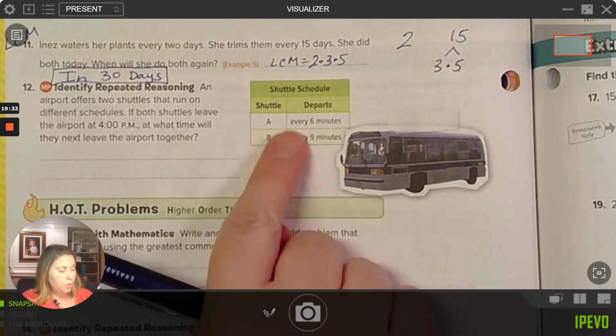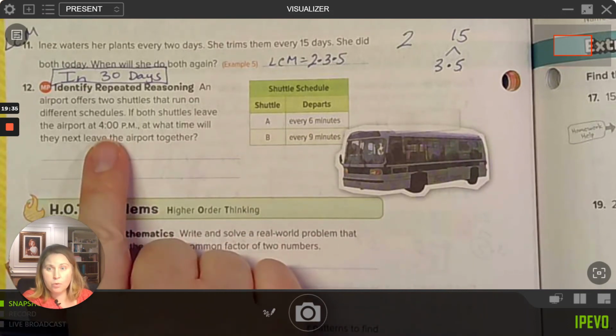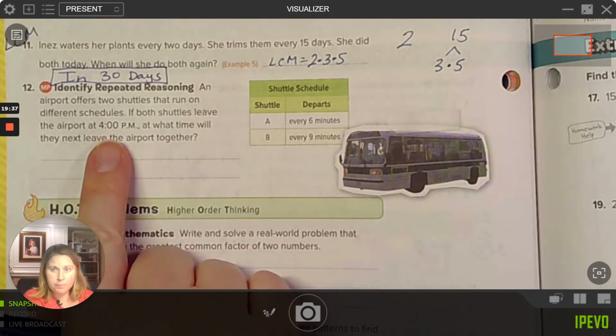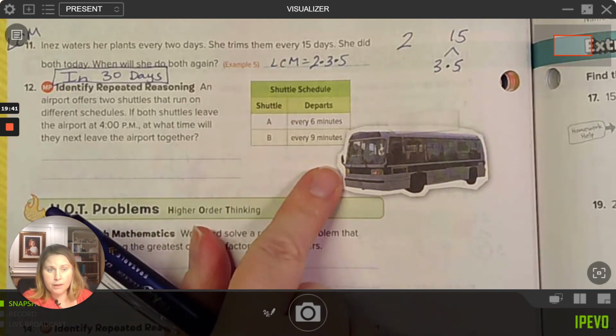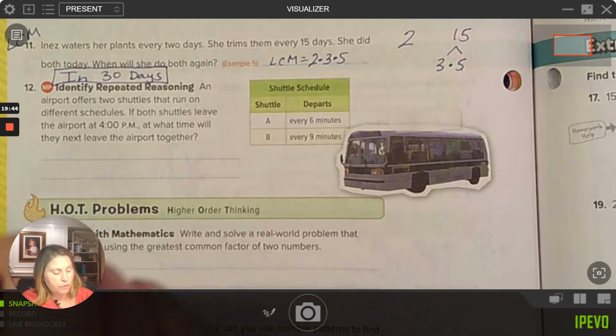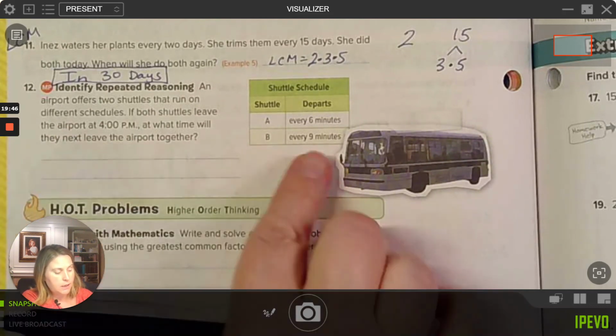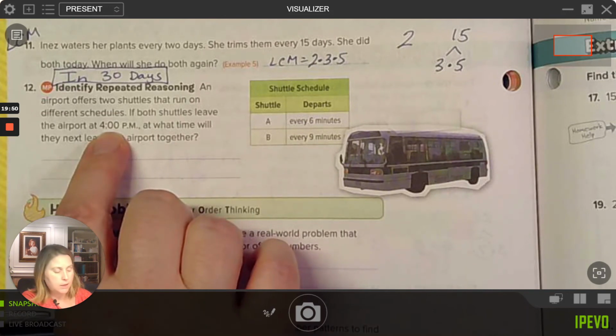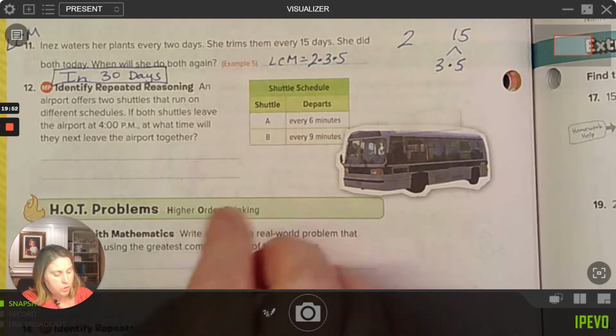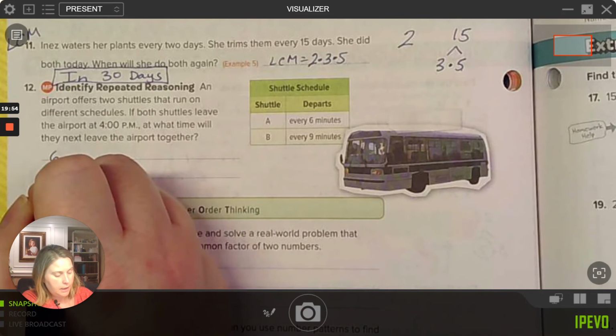Okay, so we know right now 4 o'clock, they both just left the airport at the same time. So when is the next time those 2 drivers will be leaving the airport at the same time again? So we're looking for least common multiple of 6 and 9. And then once we get that, we're going to add it on to 4 o'clock. And that's going to be in minutes. Okay, so 6 and 9.